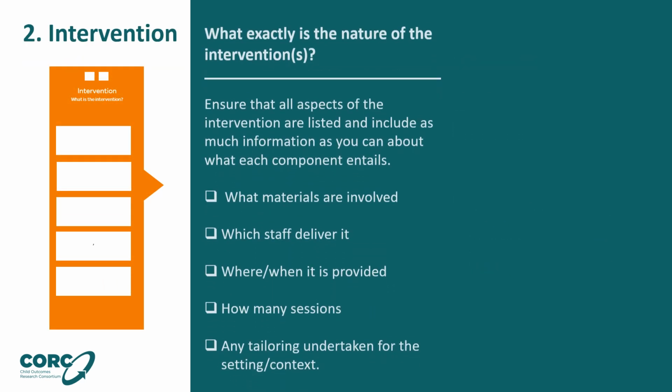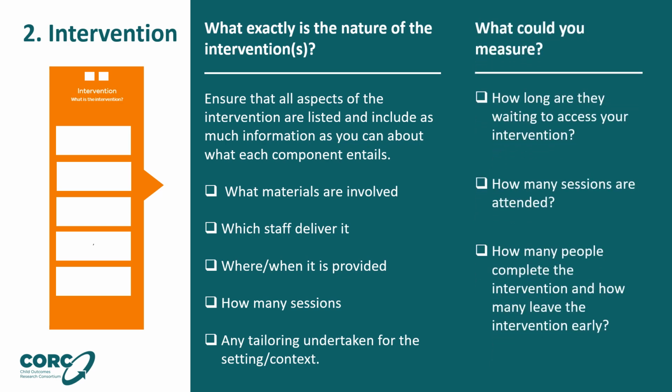The second section is focusing in on the intervention. So here we need to ensure that all aspects of the intervention are listed and include as much information as possible about each component. So for example, what literature or evidence underpins this type of intervention? What materials are involved? What procedures need to be in place? Where or when is it provided? And has anything been changed from the original evidence base to fit with your particular context?